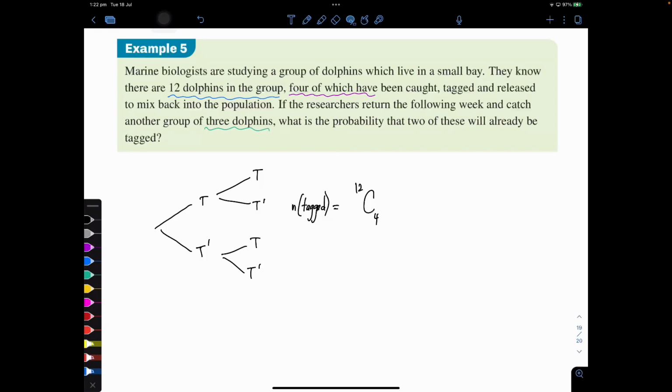If the researchers come back the following week and catch another group of 3 dolphins, so if they choose another 3, so they choose 4, then they choose 3. But in the following week, they come back and choose those 3 dolphins.